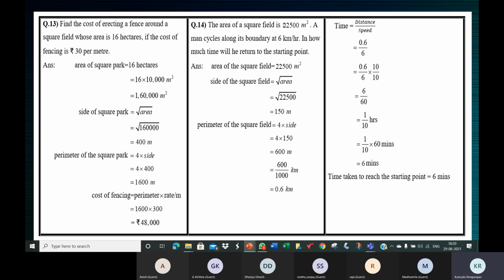So with the area, you find the side. With the side, you find the perimeter. With the perimeter, now we don't know what to do. So what to do is you look at the question. The question is to find the time. Time is distance by speed.